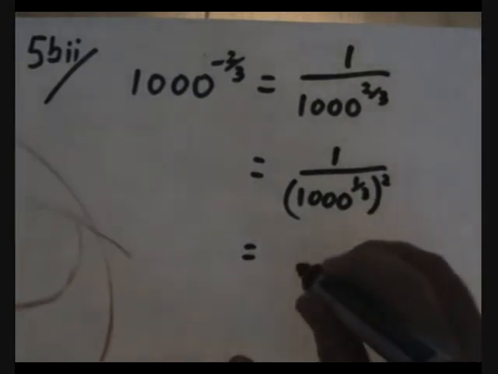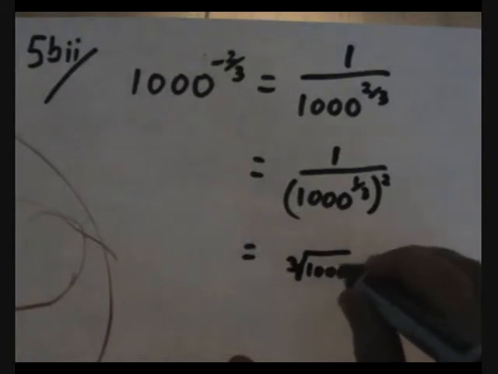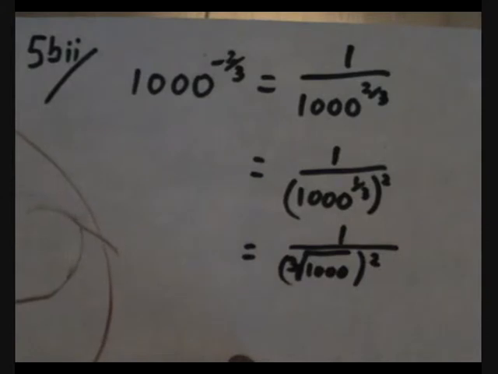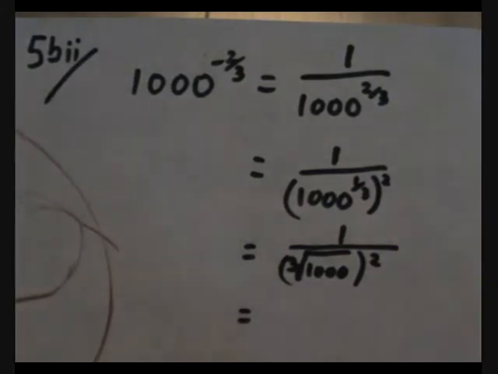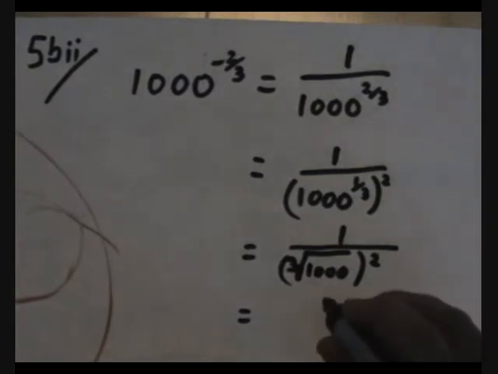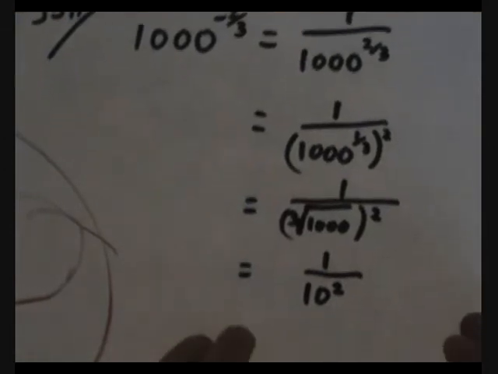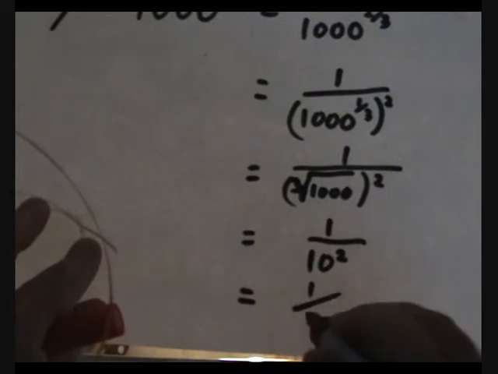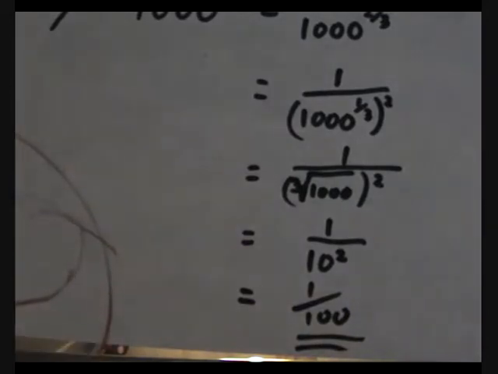1000 to the power of a third means the cube root of 1000. And the cube root of 1000 is 10, because 10 times 10 times 10 makes 1000. So that all comes to 1 over 10 squared, or 1 over 100. It says give your answer as a fraction, so leave it as 1 over 100 and not 0.01.